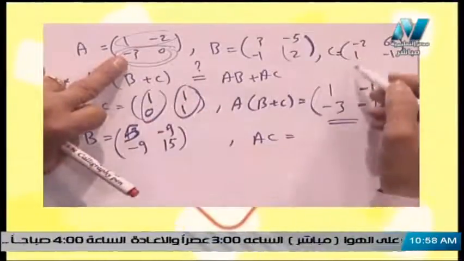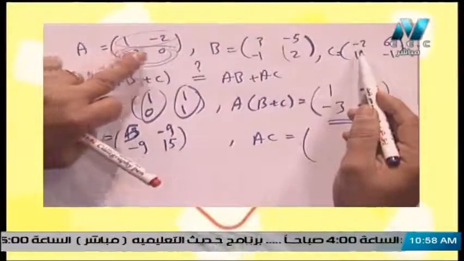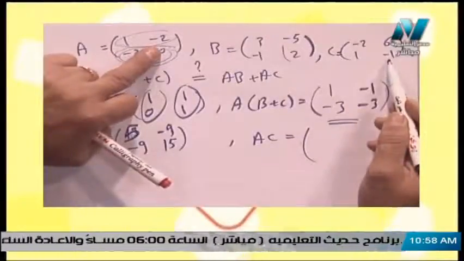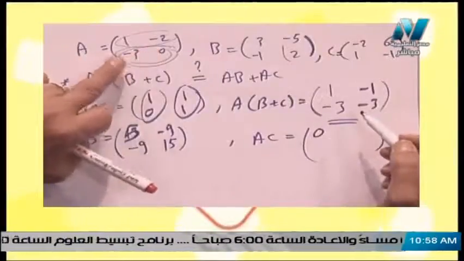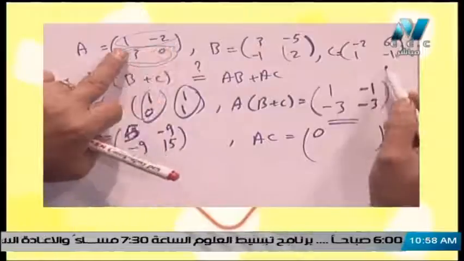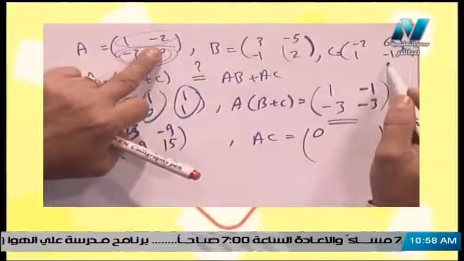This row times this column. 1 times negative 2 equals negative 2. Negative 2 times negative 1 equals 2. So it's 0. Okay. And this row multiplied by this column: 1 times 6 equals 6, and 2 equals 8.